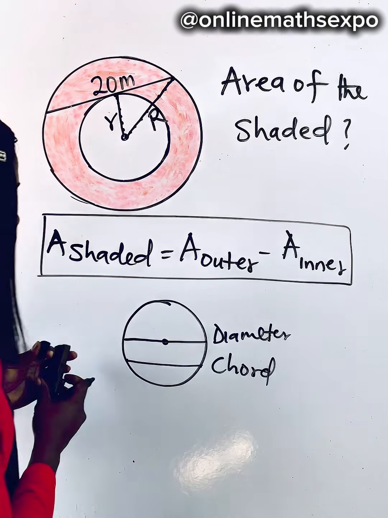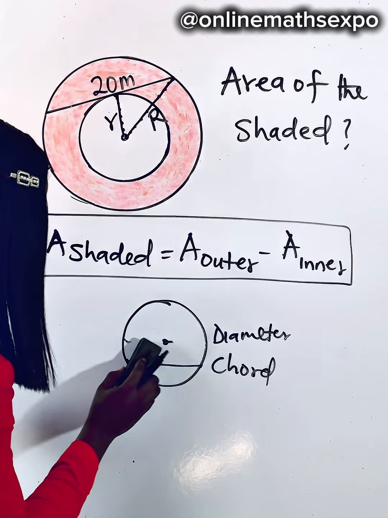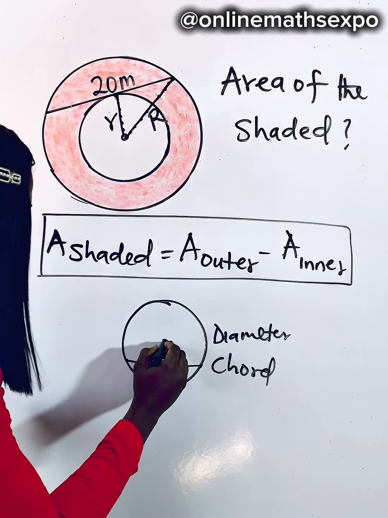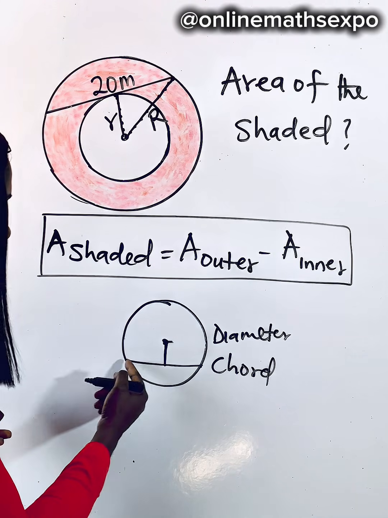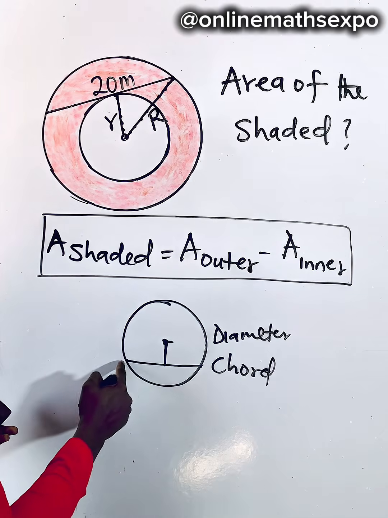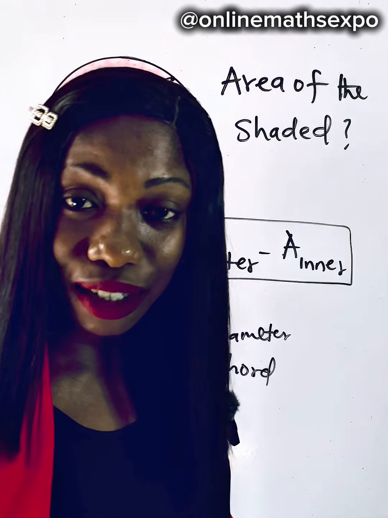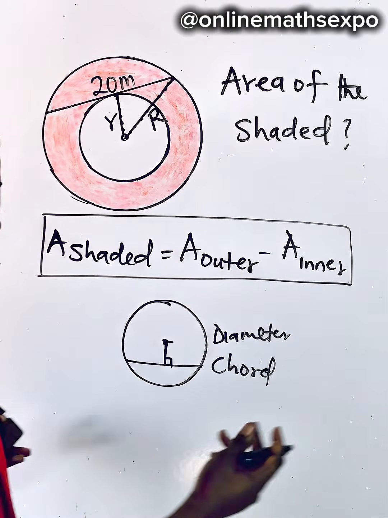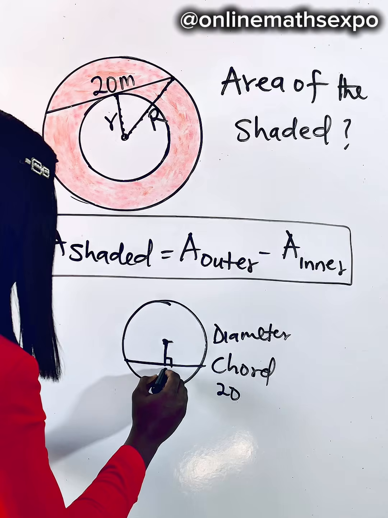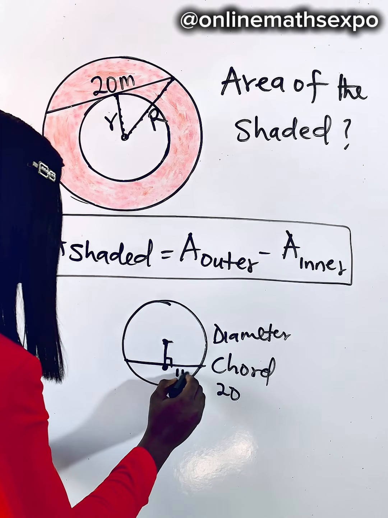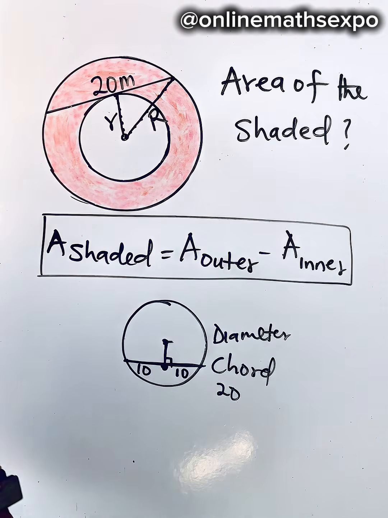Now, for this chord, remember that any line that is drawn from the center to touch this chord at this point is perpendicular. This line from the center is perpendicular to the chord, and it also bisects the chord. It divides the chord equally. In that case, if the total length measures 20, then it means that from here to here we'll measure 10, and from here to here we'll measure 10, so that the total length gives you back 20.